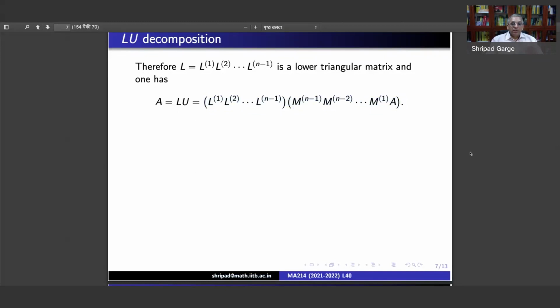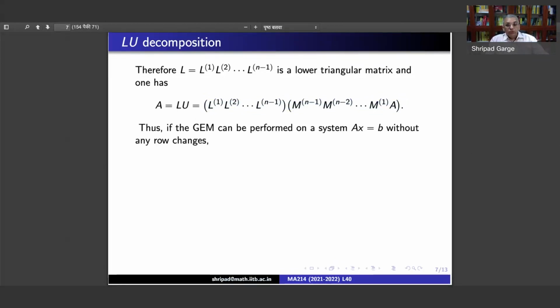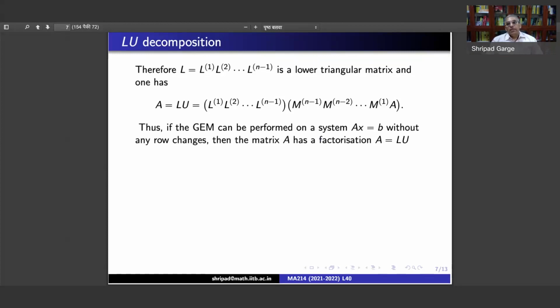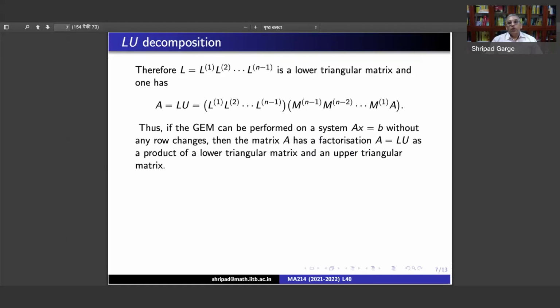Okay. So we have obtained a lower triangular matrix into an upper triangular matrix as your A. This lower triangular matrix has the property that all its diagonal entries are 1. So if your capital A has the property that Ax equal to B needs no row changes in the Gaussian elimination method, then A has a factorization A equal to L into U as a product of a lower triangular matrix and an upper triangular matrix. So let's do an example.